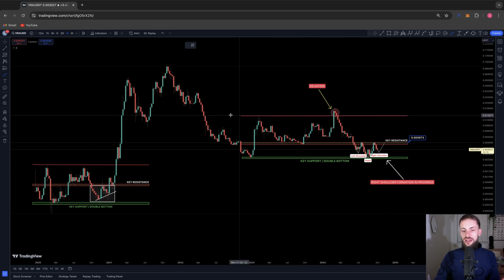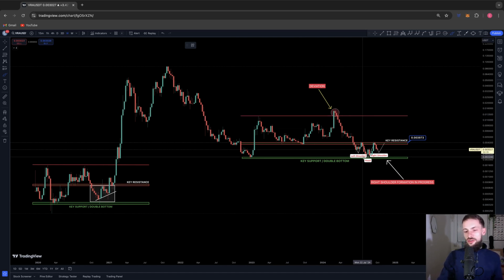So we've got this level of resistance right now that we had a deviation breakout from, and we've just corrected right back into the low and this key level of support for a double bottom here. So we had this low in January 2023, and right now we've got this low, which is this inverse head and shoulders that I think is forming for VRA. That was the second retest on this support for that double bottom.